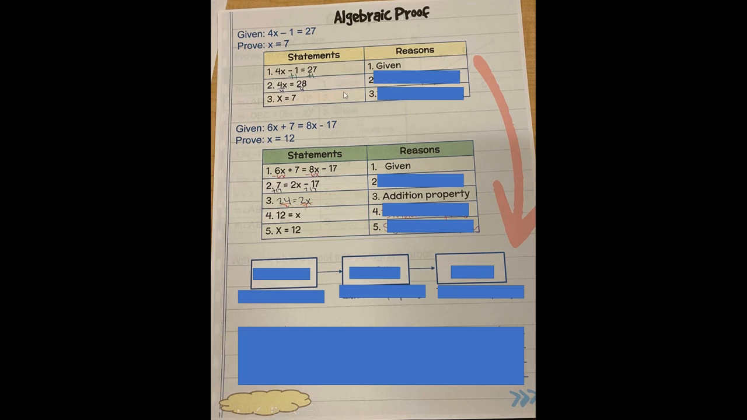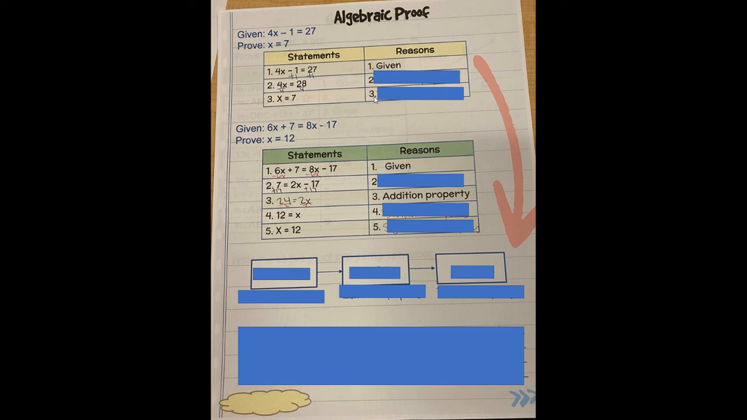You always start with the given statement. Sometimes there's more than one given statement, so you put 1 on number 1 and 2 on number 2. Once you're done with all the given statements, you can start going from there. But number 1 is always the given statement, and your reason is simply that it's given. There's no other reason except given.